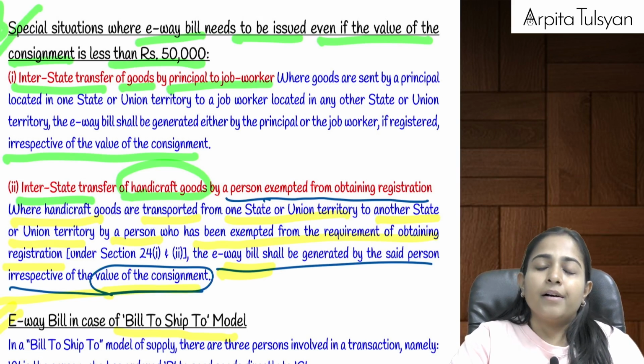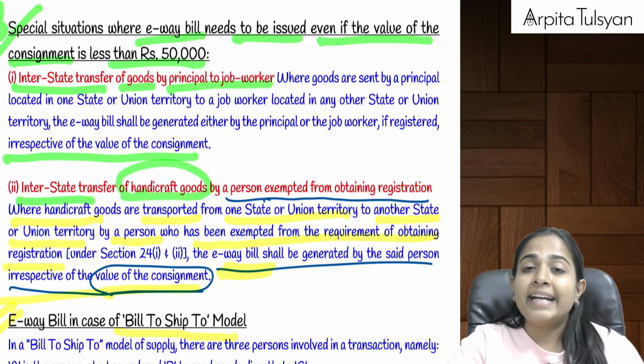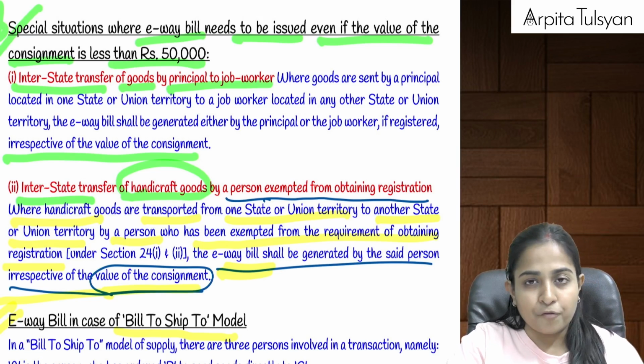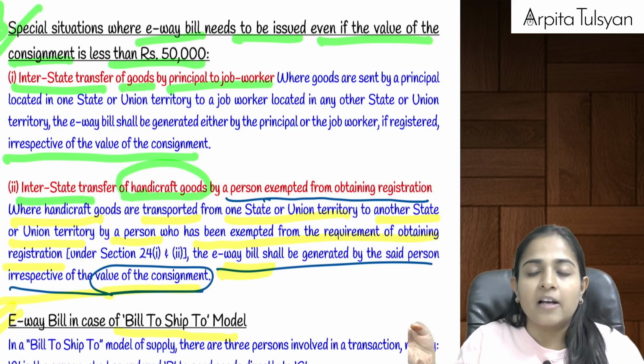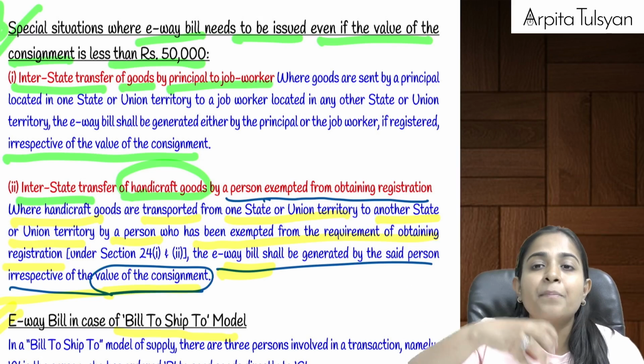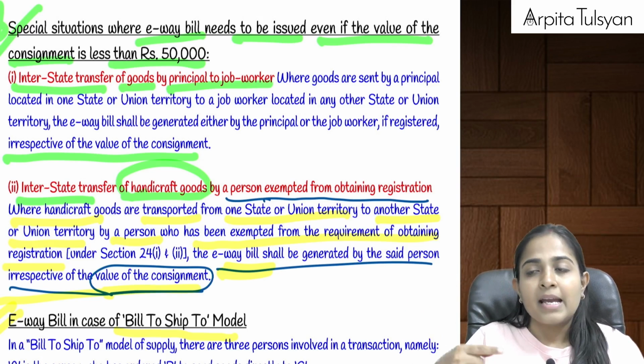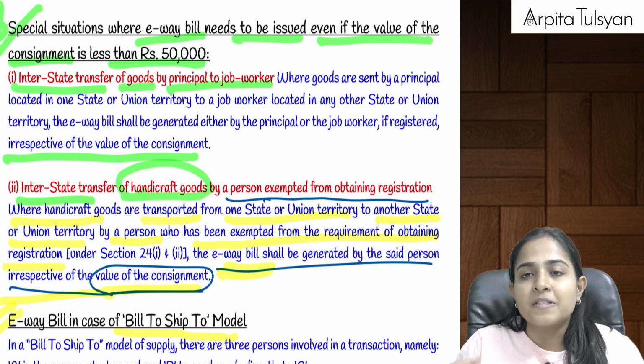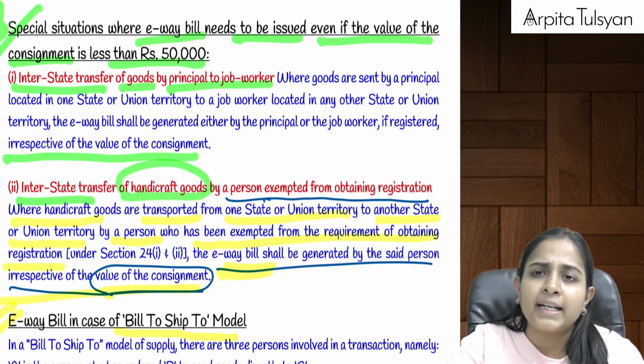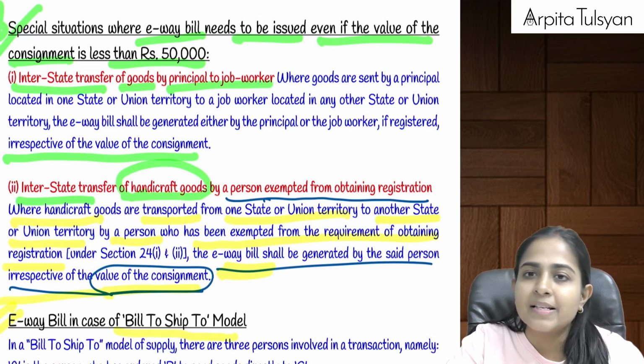Both of the cases are interstate transport of goods. Whenever there is interstate transport of goods from principal to job worker, that is for reasons other than supply. Interstate transfer of goods from principal to job worker, irrespective of the value, e-way bill is mandatory.